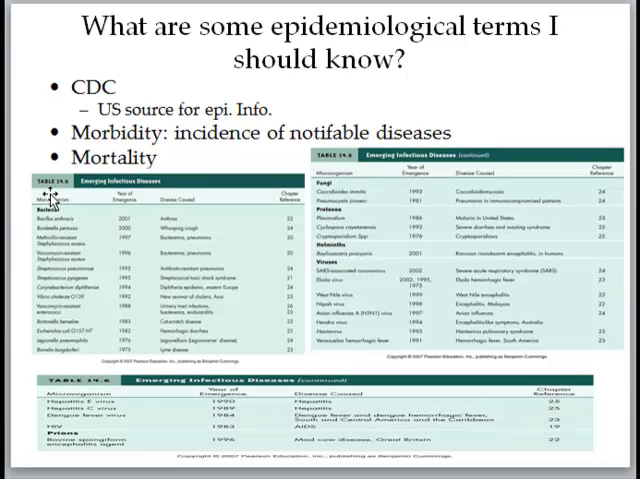On the table on the top, you can see a section called emerging infectious diseases, which are all the new diseases that are coming up. You can look up in the book this particular table 14.6. I couldn't get all of it with clarity on this slide. For example, the first one listed is Bacillus anthracis.